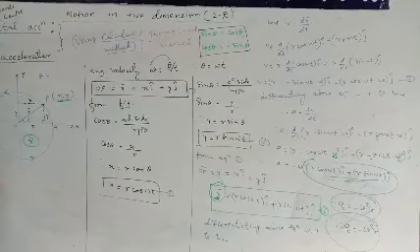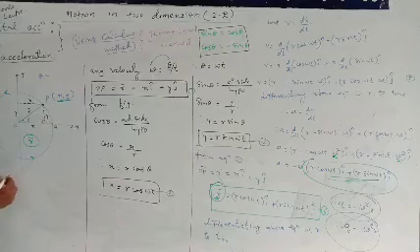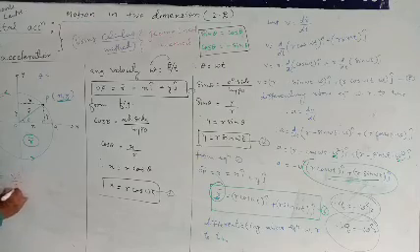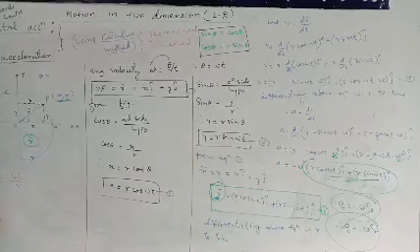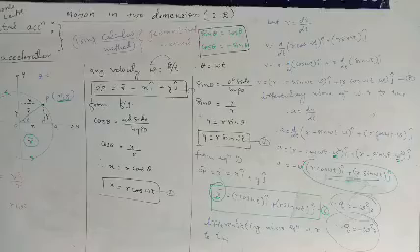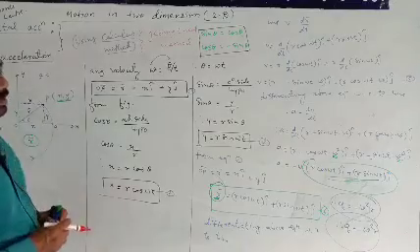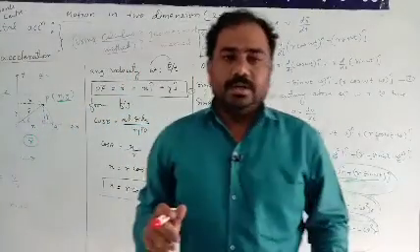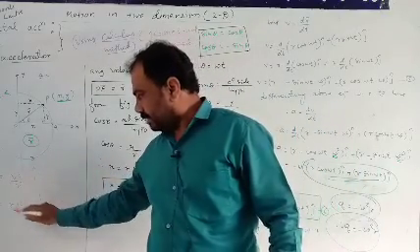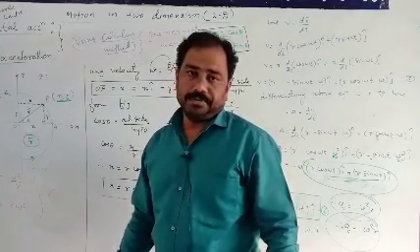The magnitude of centripetal acceleration is equal to v square by r, or centripetal acceleration is equal to r omega square. So with the help of these two methods, one is calculus and another is geometrical, we already calculated the magnitude of centripetal acceleration, and the magnitude is v square by r, or we can say r omega square.